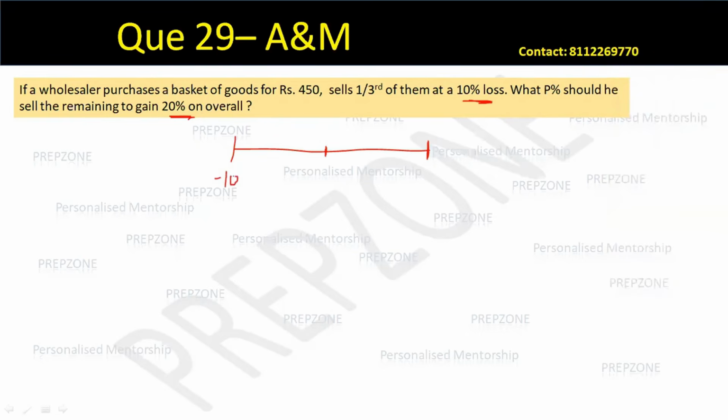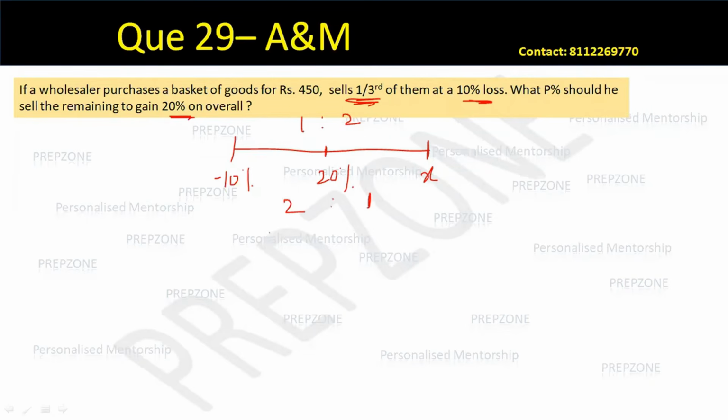-10. Very good. This is -10. How much is the overall? +20. And this is what you have to calculate, right? Let's say this is X. And the ratio is 1:2. What is the ratio of quantity? 1:2. So what will the ratio of distance be?